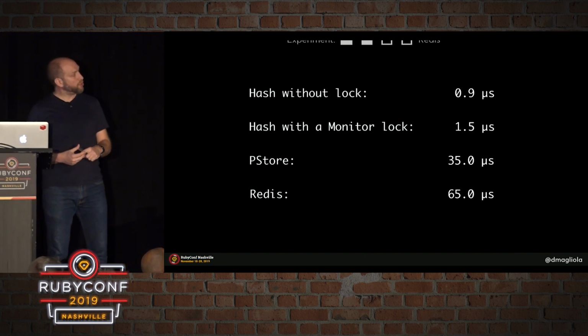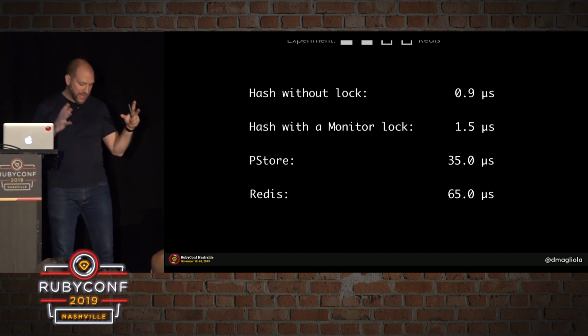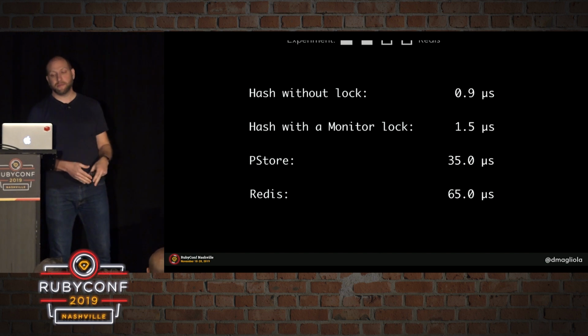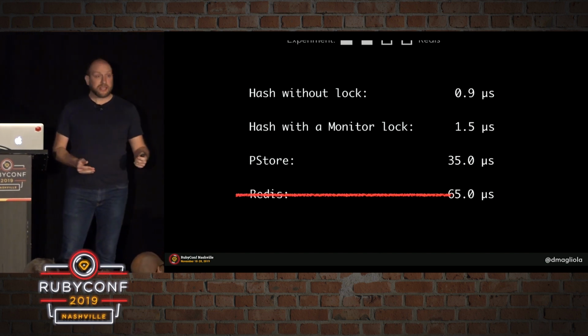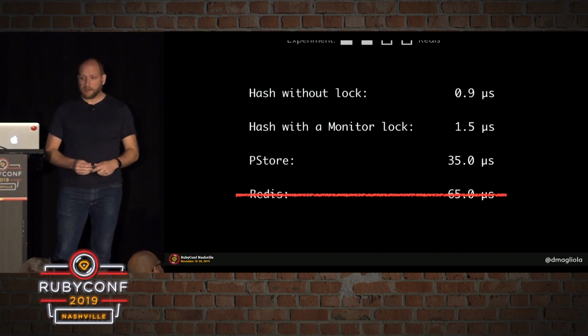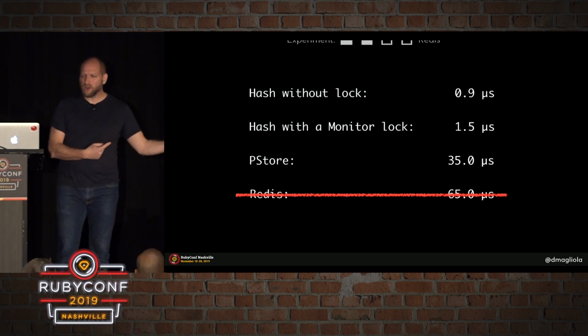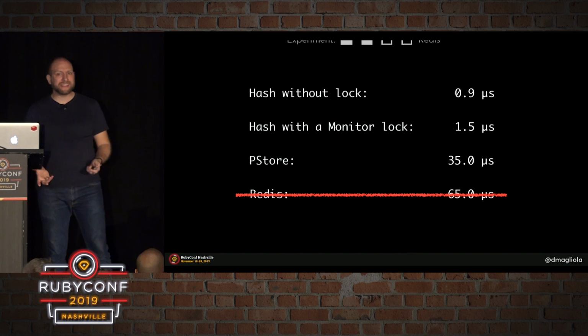It's actually slower than marshalling an entire hash into disk every time. I was really sad when this happened, because I really thought I had it. But mainly, how? How can it be this slow? I mean, isn't Redis supposed to be super fast?